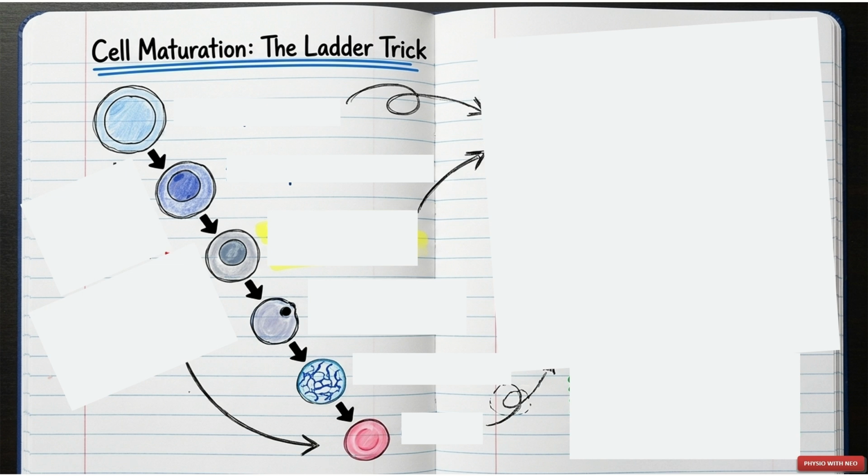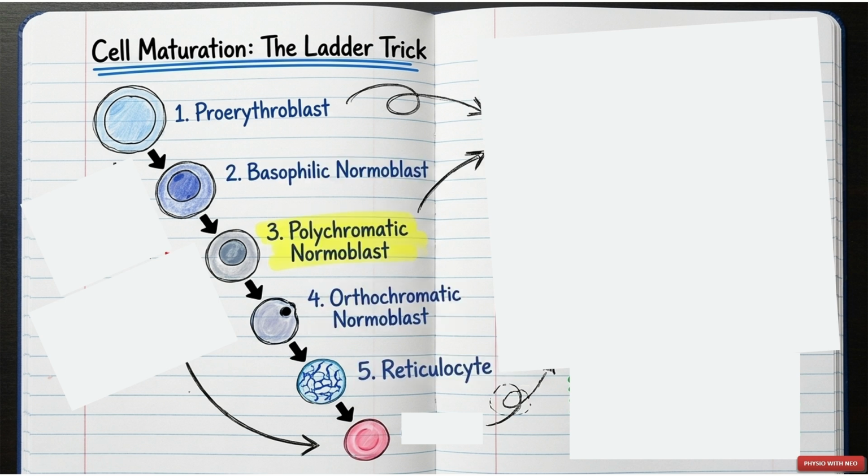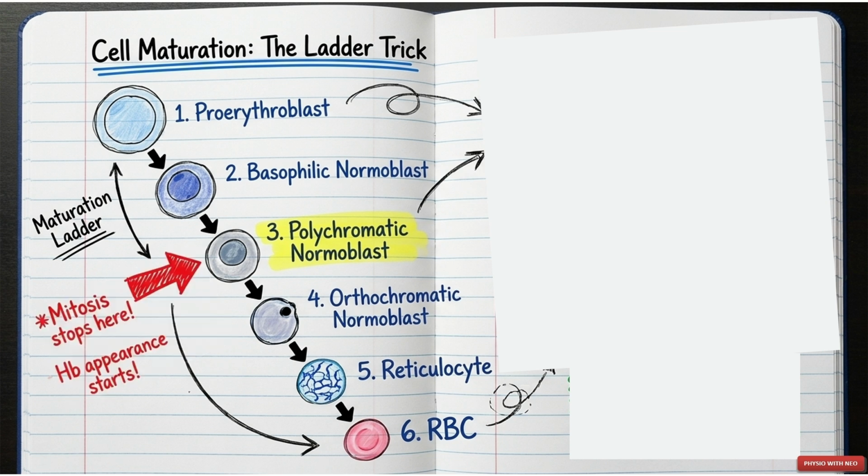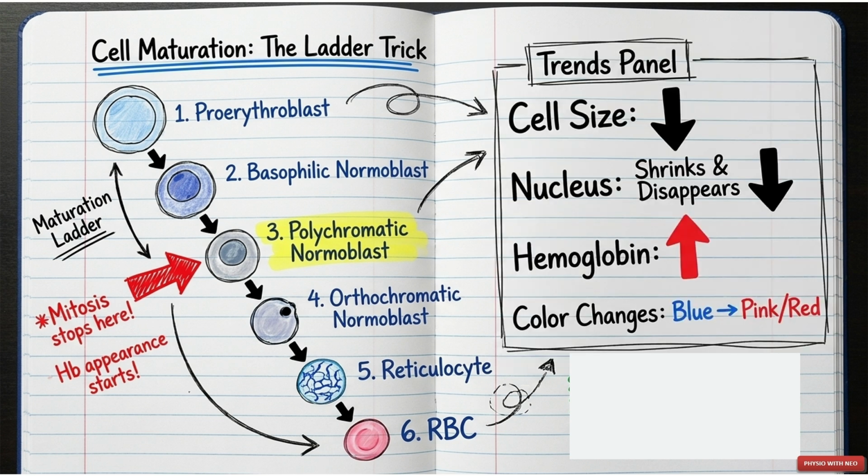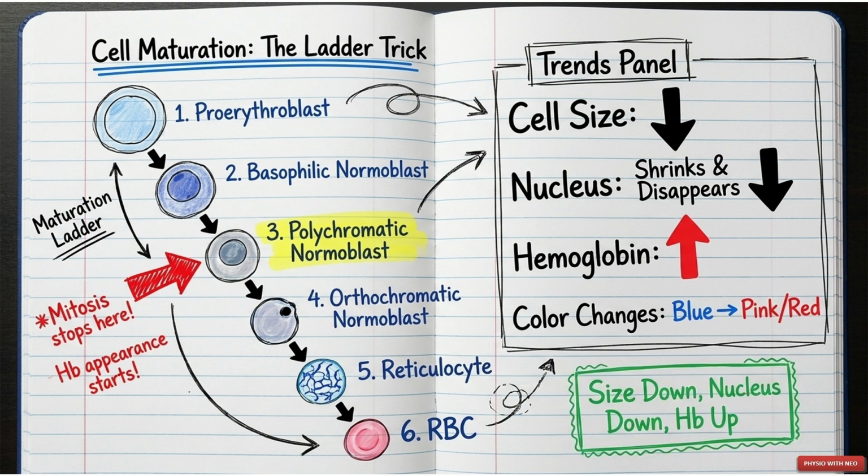The stages of erythropoiesis. Let's see. It starts with pro-erythroblast, early normoblast, intermediate normoblast, late normoblast, reticulocytes and RBCs. Imagine RBC climbing a ladder. While climbing, the cell size goes down, nucleus goes down and the hemoglobin goes up. That's the only thing you need to remember. So let's revise. Cell size goes down, nucleus shrinks and disappears, and hemoglobin goes up and color changes from blue to pink red. So as the cell matures, the cell becomes smaller, loses its nucleus and fills with hemoglobin.